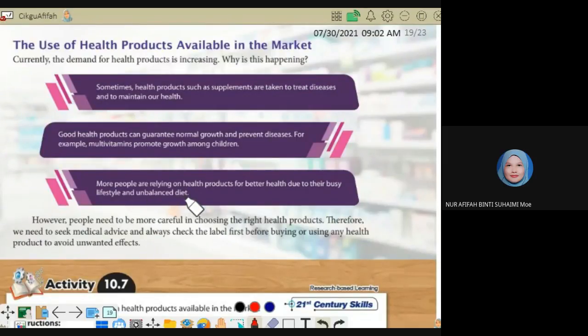More people are relying on health product for better health due to their busy lifestyle and unbalanced diet. Ni untuk yang sibuk lah, tak sempat nak makan ke, tak lalu nak makan, so kena ambil suplemen, vitamin C or multivitamin. However, people need to be more careful in choosing the right health product. Kalau rasa tak sesuai, stop. So kena seek medical advice and always check the label first before buying or using any health product. Itu sahaja untuk chapter 10.